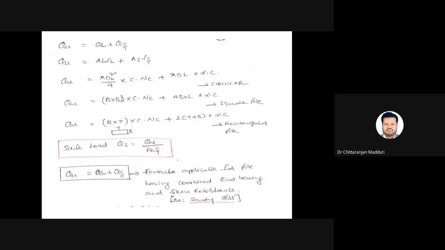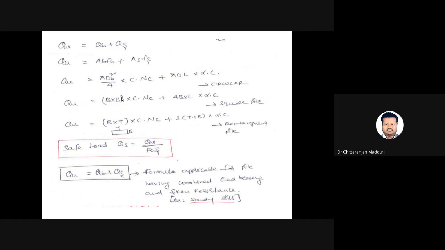So Qu is equal to Qb plus Qs, and Qb is equal to Ab into Fp, and Qs is equal to As into Fs. So Qu is equal to pi d square by 4 into C into Nc plus pi d L into alpha into C. It is for a circular foundation.